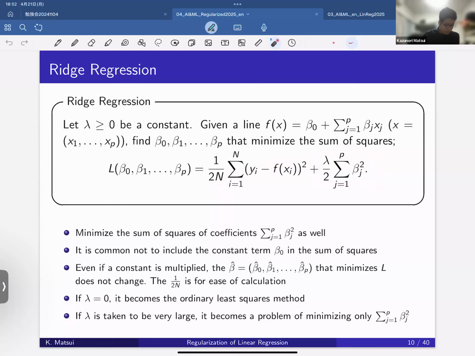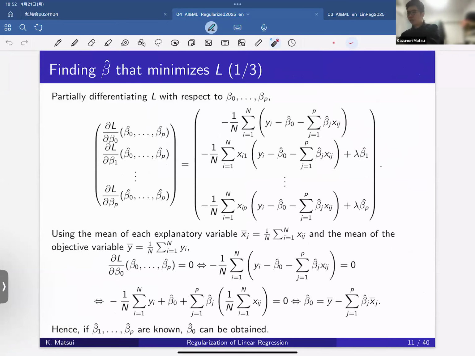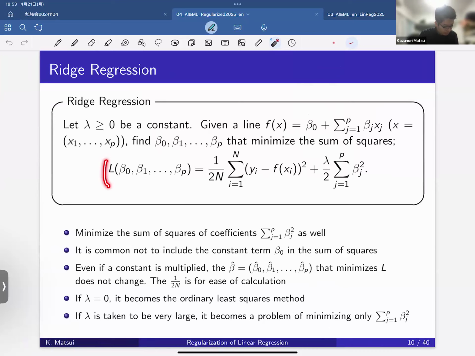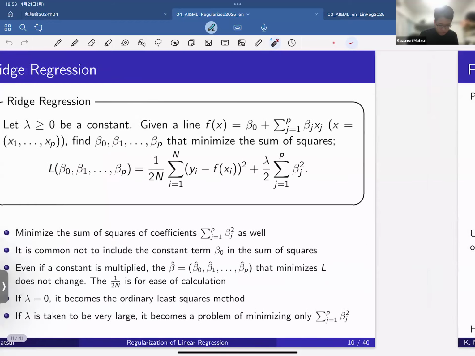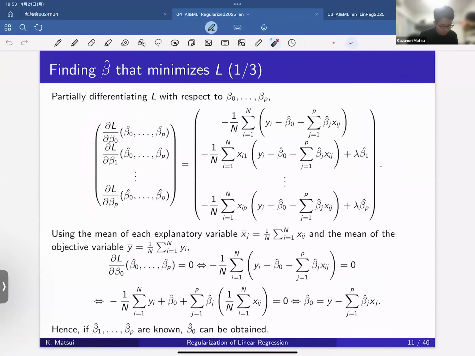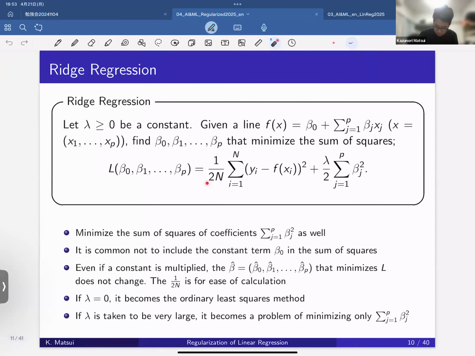Now let's calculate when beta minimizes this function. Let's work out the partial derivative. L can be written like this. When we partially differentiate L with respect to beta 0 to beta p, we get this result. Beta 0 appears only here.